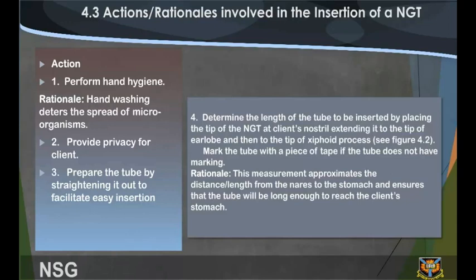4. Determine the length of the tube to be inserted by placing the tip of the NGT at the client's nostril, extending it to the tip of the earlobe and then to the tip of the xiphoid process. Mark the tube with a piece of tape if the tube does not have markings. This measurement approximates the distance from the nose to the stomach and ensures that the tube will be long enough to reach the client's stomach.